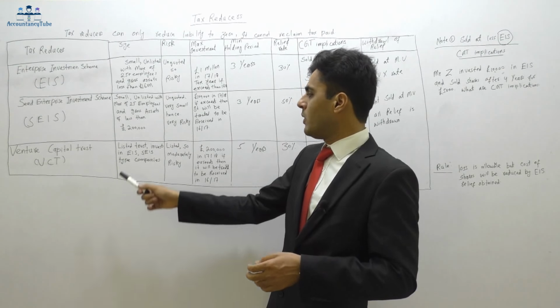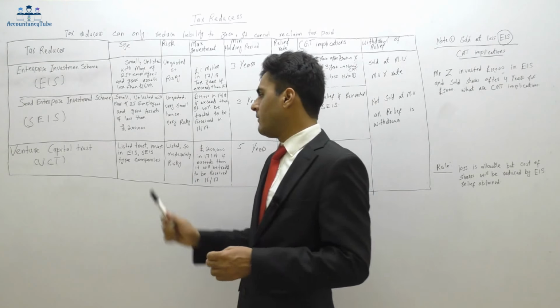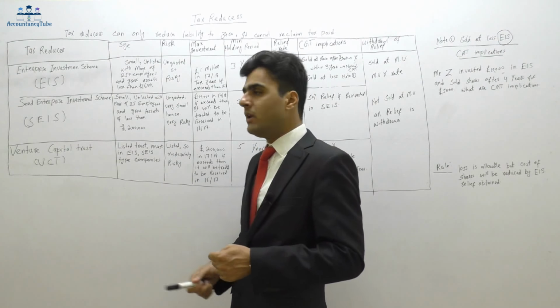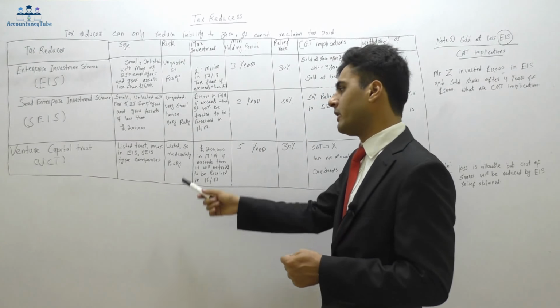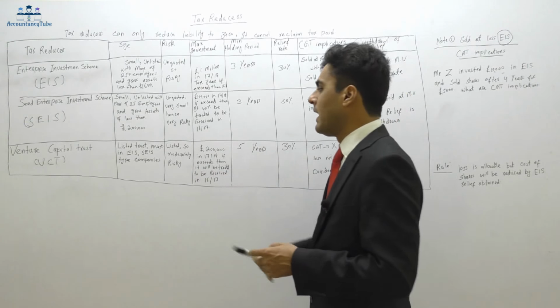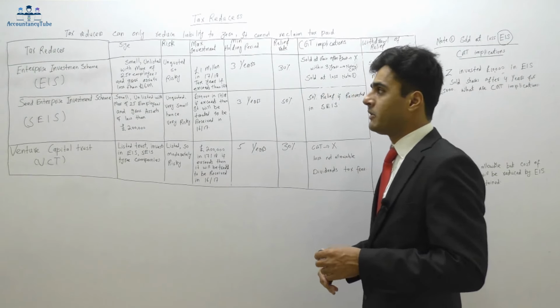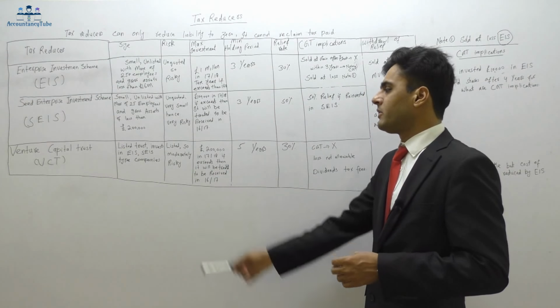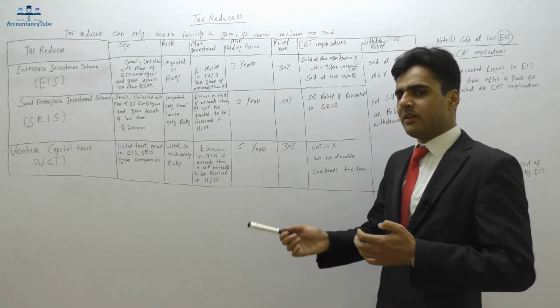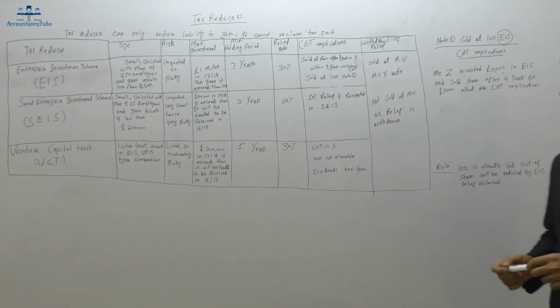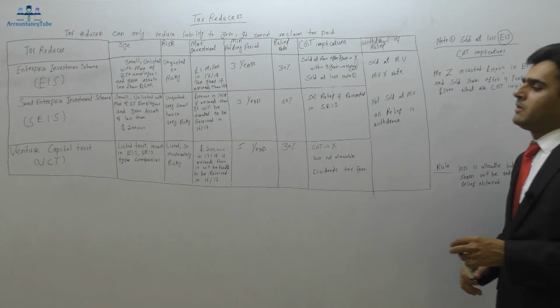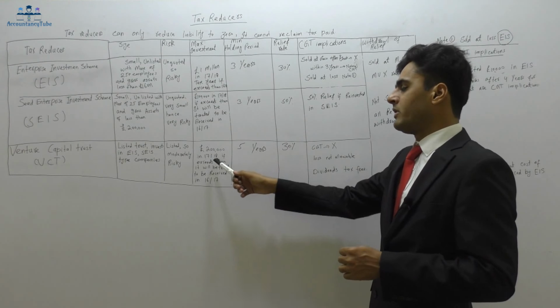All right, so it is a listed trust that invests in EIS, SEIS type companies. So that is the size of the company basically. That is the only information available to us, and the only information relevant as far as P6 is concerned. So how risky is it? It is listed, so moderately risky, not as risky as EIS or SEIS, because it is listed on the London Stock Exchange. Maximum investment allowed is £200,000 in the current tax year.